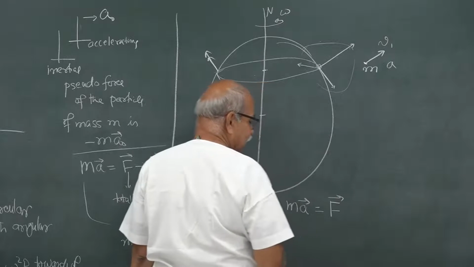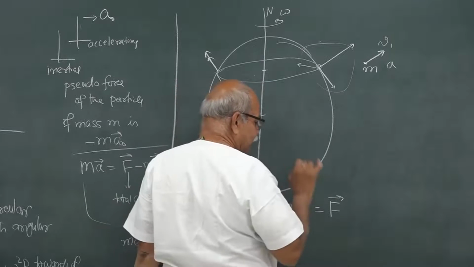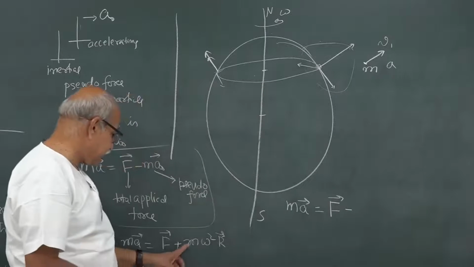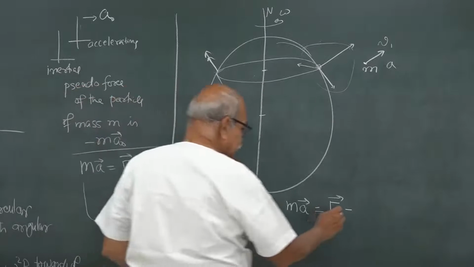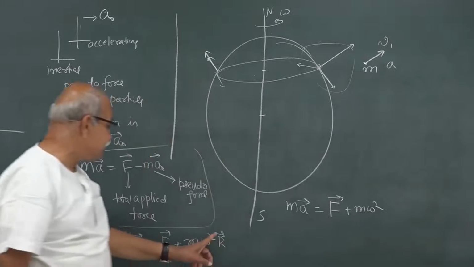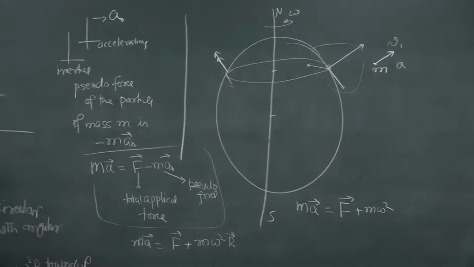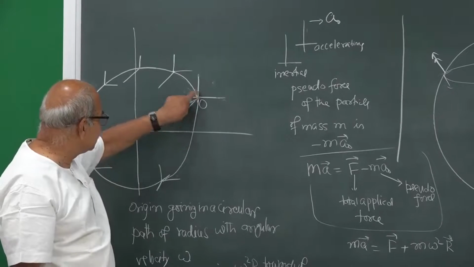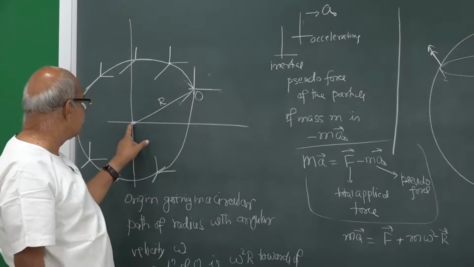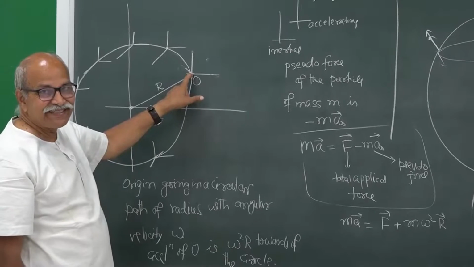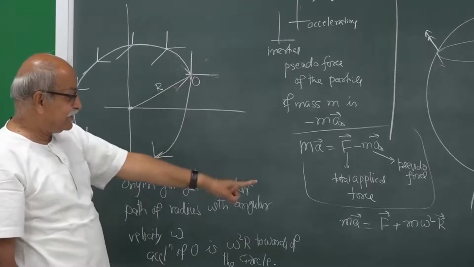This is the total force applied, real forces, and then I have minus or plus this quantity. This is plus m into omega square r vector. What is this r vector? This r vector is from this origin. This origin is going on a circle, and then the center of the circle and the position of the origin, that is r vector, capital R vector here.